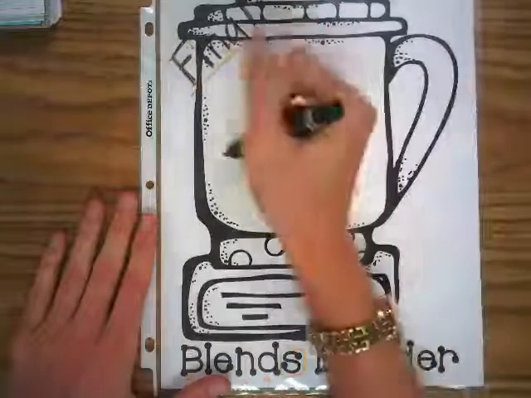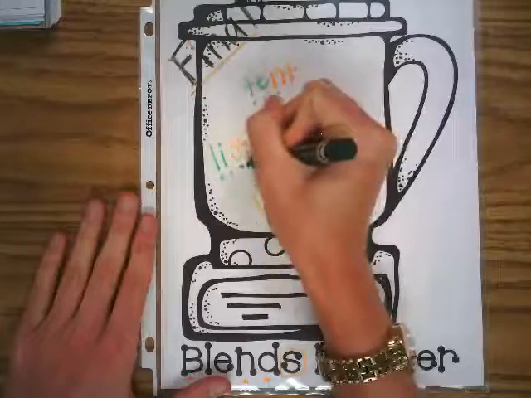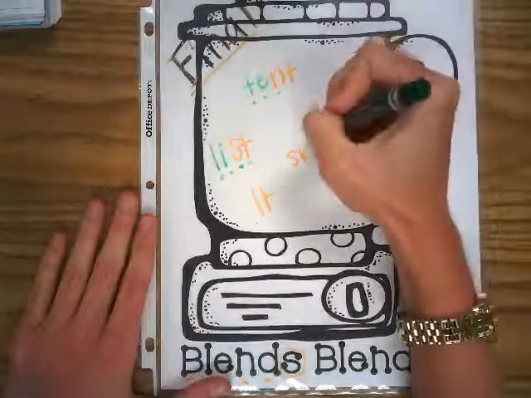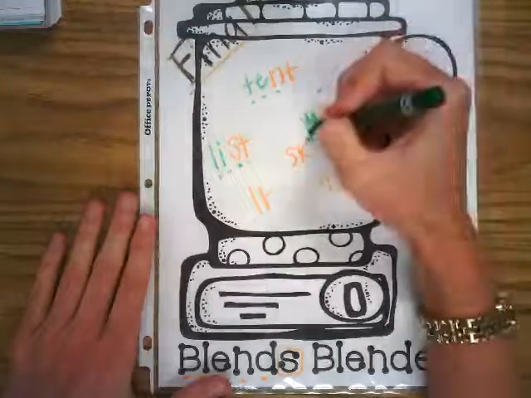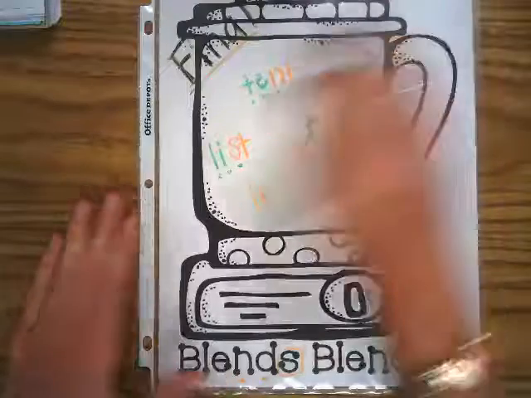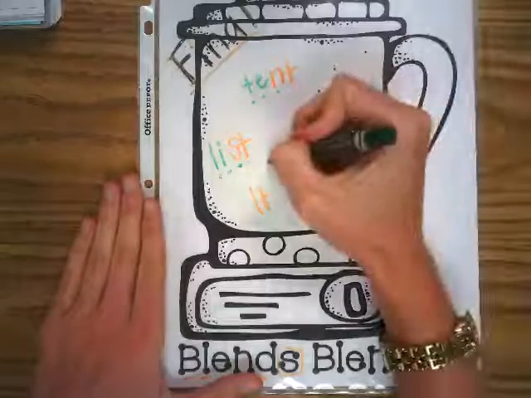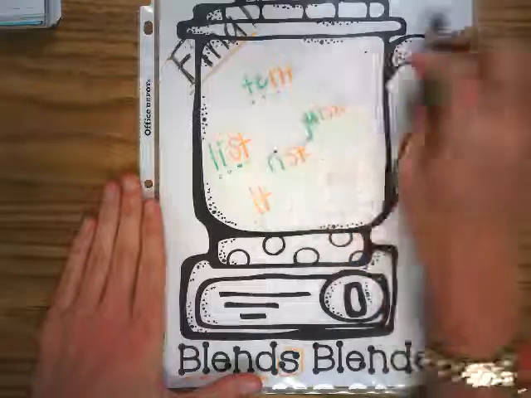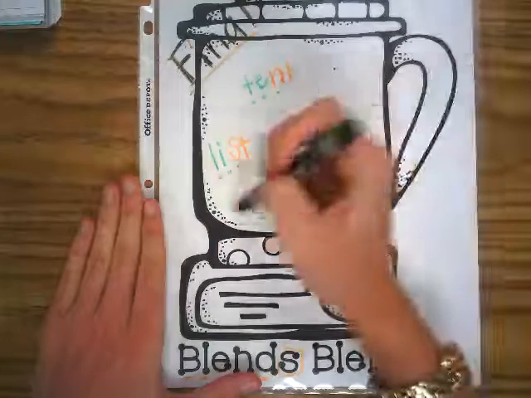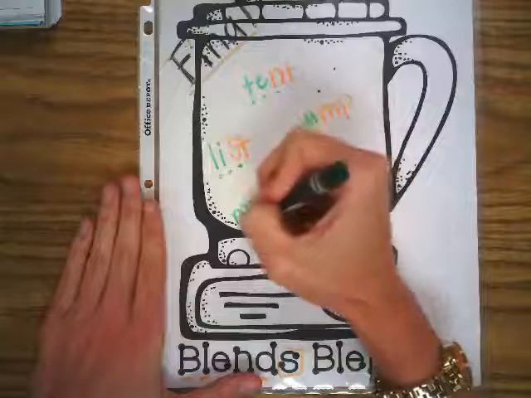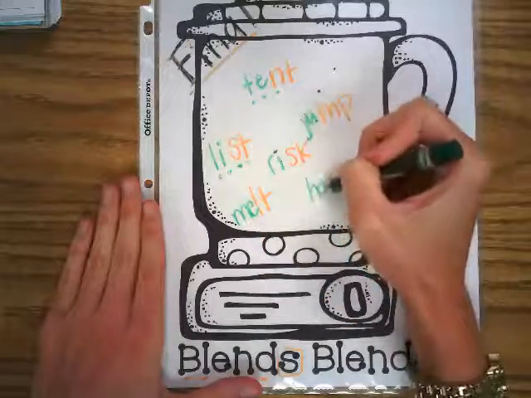tent. I might even add this to this word. List. This is a very common ending. Sometimes we get confused about because of that N. But if we add jump. Jump. SK, we add a RI in front of it. Let's practice tapping. Risk. Let's do this one. Melt.